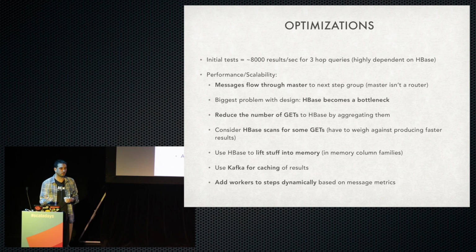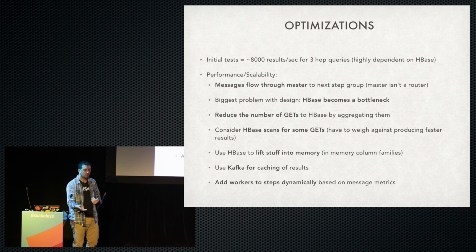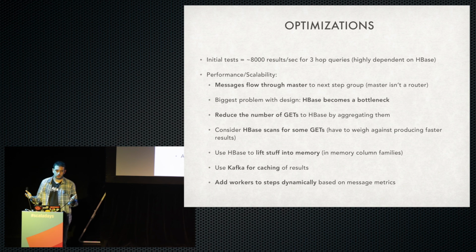Well, we can reduce the number of gets to Hbase. Instead of saying for every edge we're going to do one get, we're going to group all of the edges per node that we visited, and then make one get for all of those things. We can also do the alternative and do a scan, but then that introduces some latency because we need to wait until we've had quite a few nodes to visit until we initiate the scan. One thing you can also do is, of course, lift things into memory within Hbase, and that will improve performance.